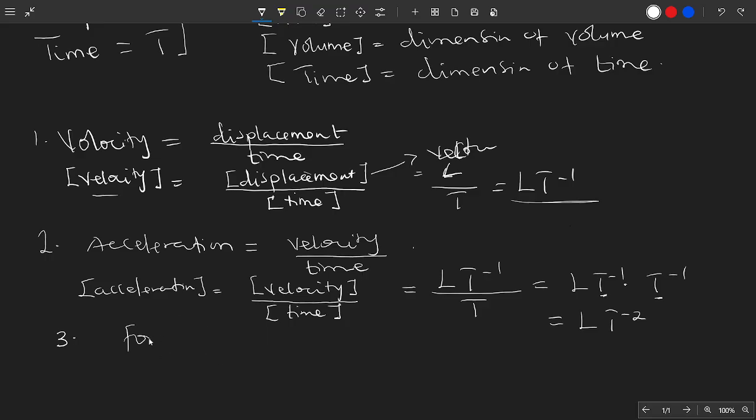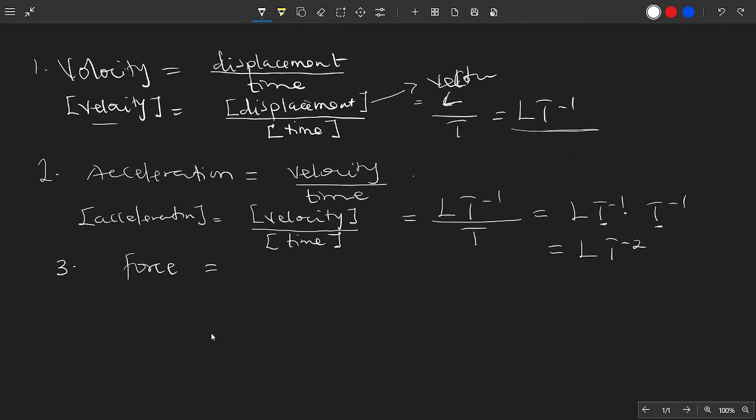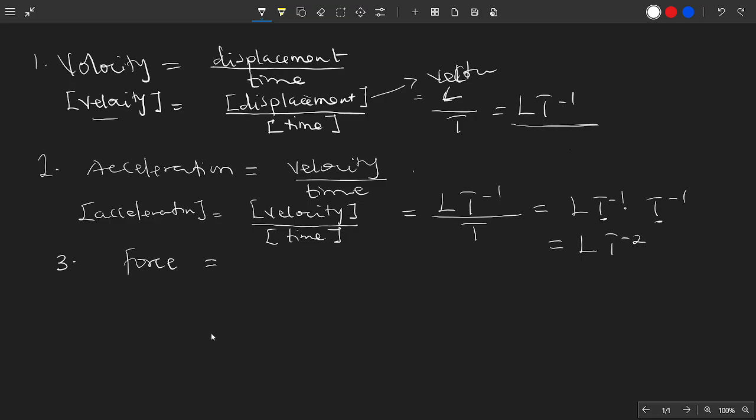Force. So how do you find the dimension of force? Now we know that force is given by mass times acceleration. So it means that the dimension of force will be equal to the dimension of mass times the dimension of acceleration.